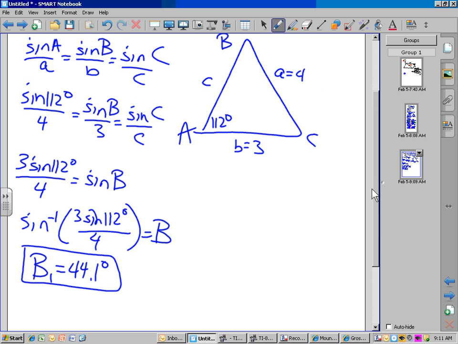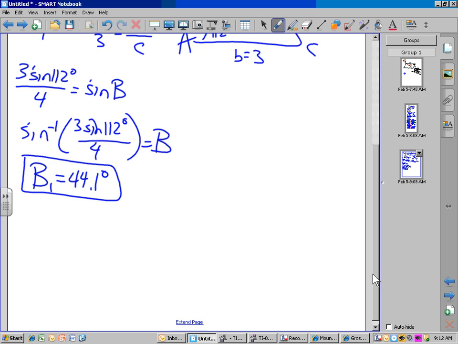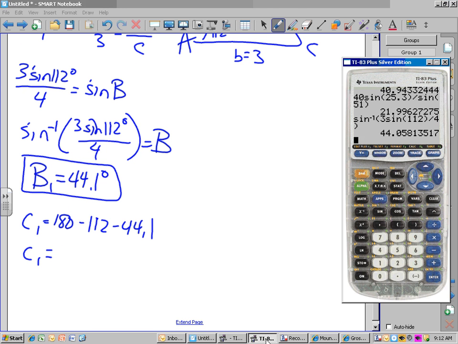So what's 44.1? We've got to find angle C. 112, 44.1. C1 is 180 minus 112 minus 44.1. So C1 is what? What is it? That's right.